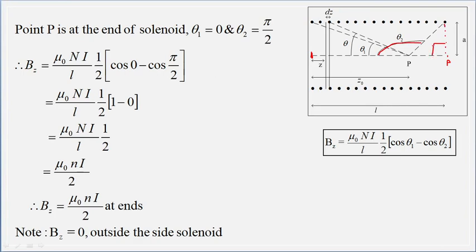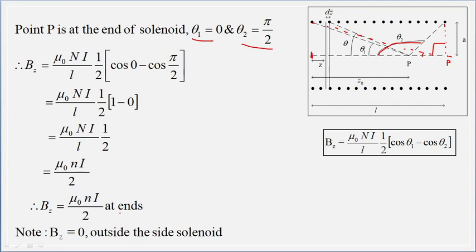And theta 1, see this theta 1, from here, if it is an infinitely long solenoid, this will become very small, tending to 0. So theta 1 is 0 and theta 2 is pi by 2. So we have cos of 0 minus cos of pi by 2. Cos of 0 is 1, cos of pi by 2 is 0. And when you simplify, what do you get? Mu naught ni by 2.